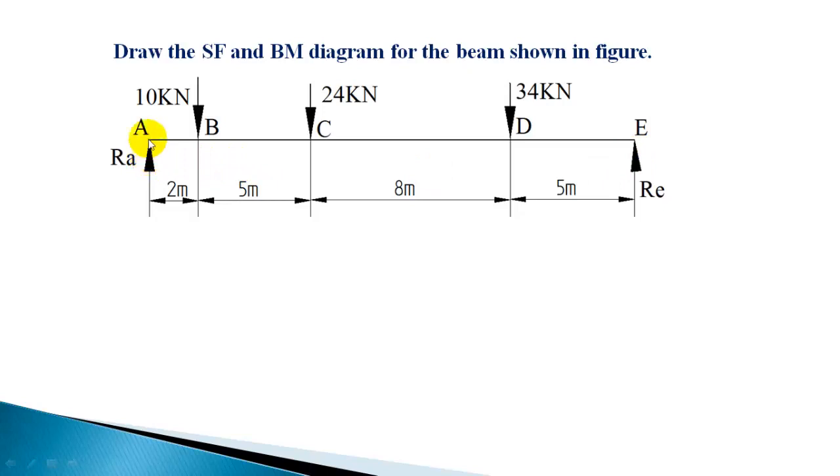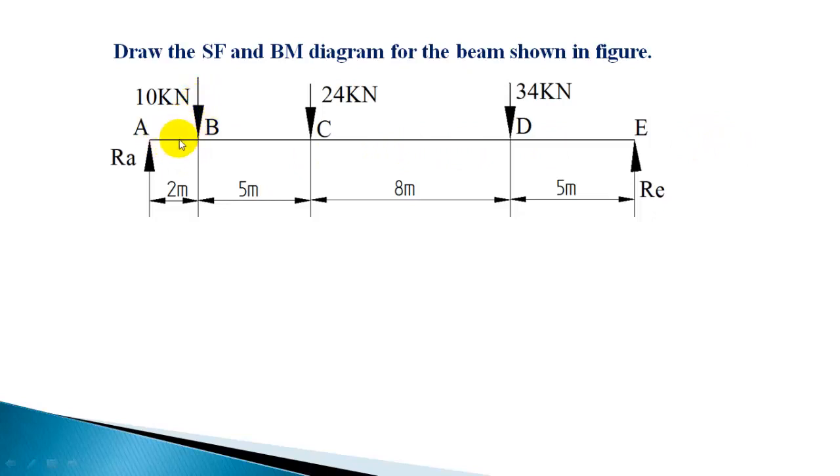Now first step is to find out the reactions at the supports. So to find out the reactions, you can take moment summation with respect to point A, which eliminates RA and you will get RE. So by taking moment summation with respect to point A, these 10, 24 and 34 all are producing clockwise rotation with respect to point A, whereas RE is producing anti-clockwise rotation. So the moment of all these are positive and this is negative moment.